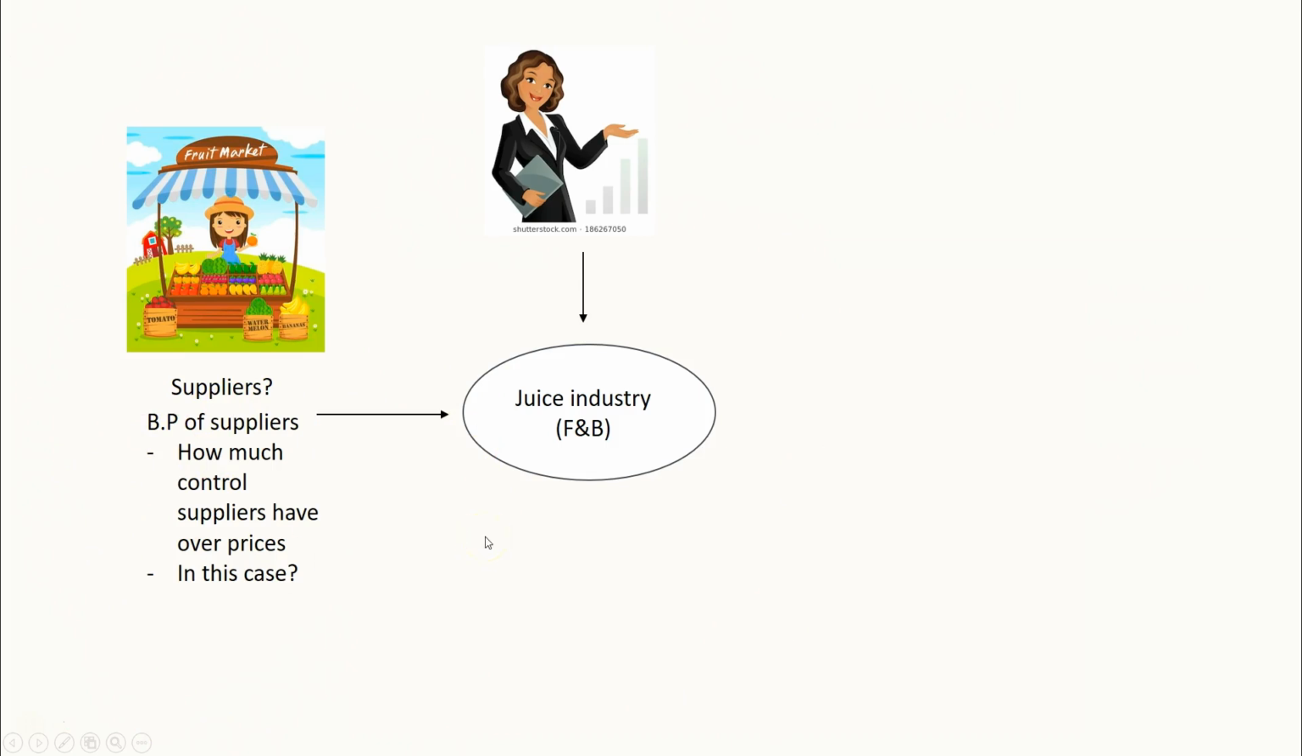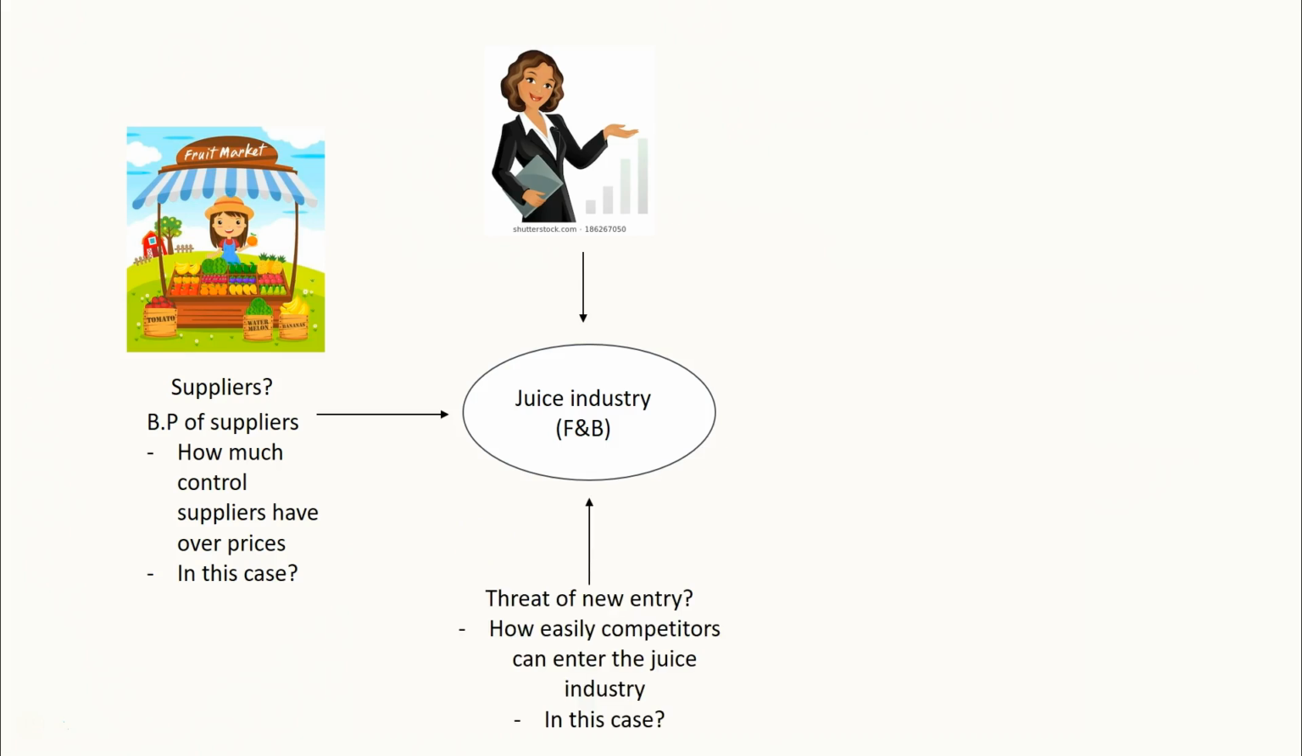Now, the question asks for the second Porter's force, threat of new entry. So what is the likelihood? How easy is it for future competitors to join this juice industry? So Sarah is actually projecting. She's thinking ahead, right? So how likely is it that after Sarah joins, there'll be more and more competitors? Because she has to consider the future too. So in this case, it is high. There's a high threat of new entry.